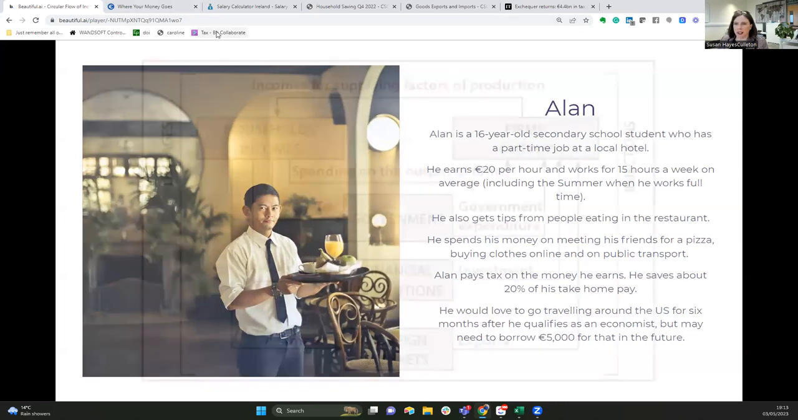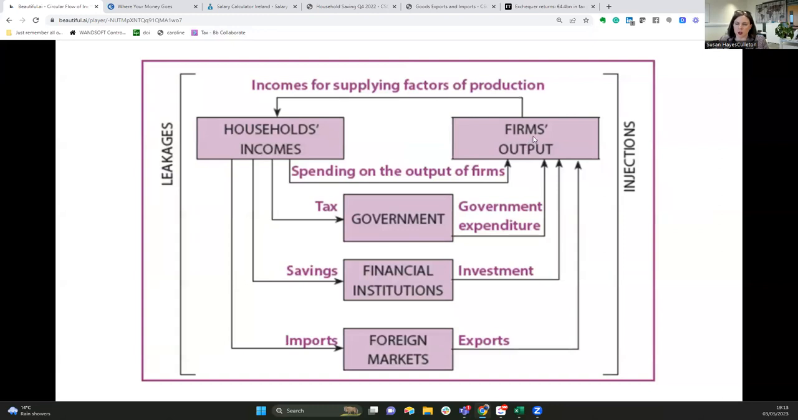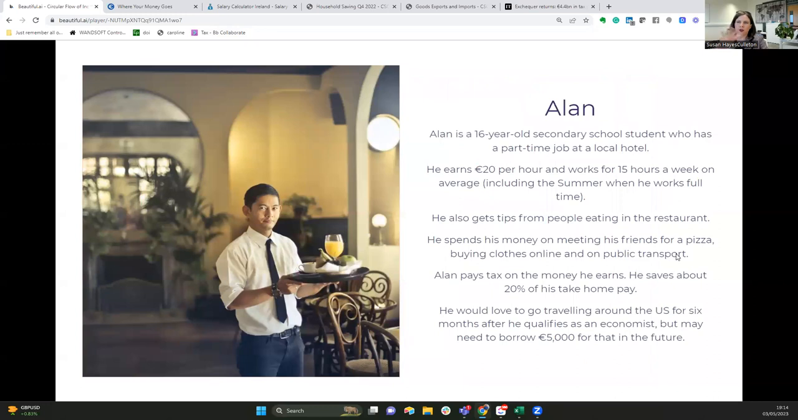Okay, so what happens next? Now, when it comes to firms providing output, or when he spends money on the output of firms, of course, what firms do is they provide income for providing the factors of production. So this is how people get money at all in the first place. So what a company is doing, what a firm is doing, if we go back there to Alan's story, is that, of course, with the four factors of production that have happened as a result of creating the space for Alan to go for pizza with his friends, let's just think through what they are.